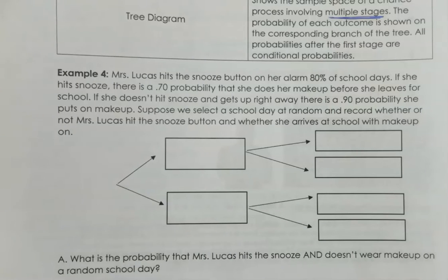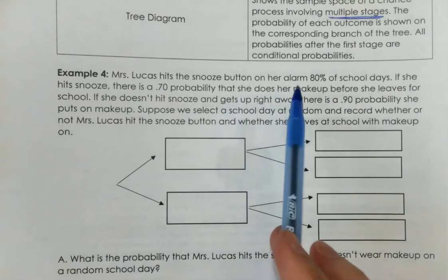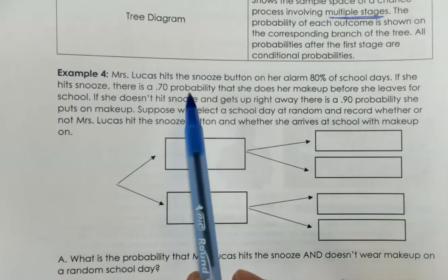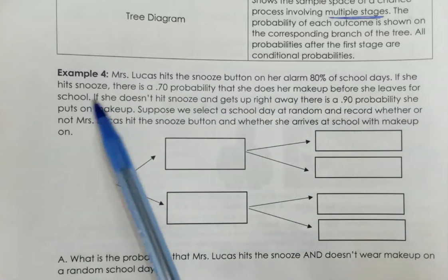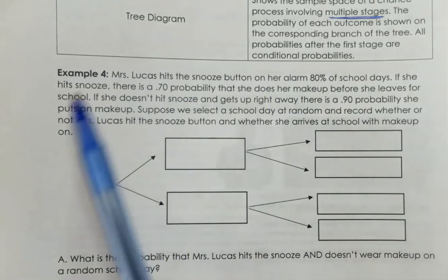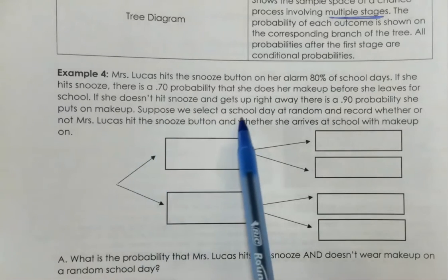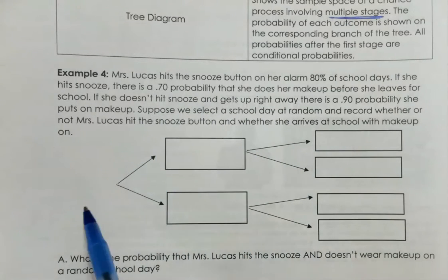All right, true story here. Miss Lucas hits the snooze button on her alarm 80% of the school days. If she hits snooze, there's a 70% probability that she does her makeup before she leaves school. If she doesn't hit snooze and gets up right away, there's a 90% probability because I'm up, I'm on time, I got time to do the makeup. All right, suppose we select a school day at random and record whether or not she hit snooze and whether or not she arrived at school with makeup on.